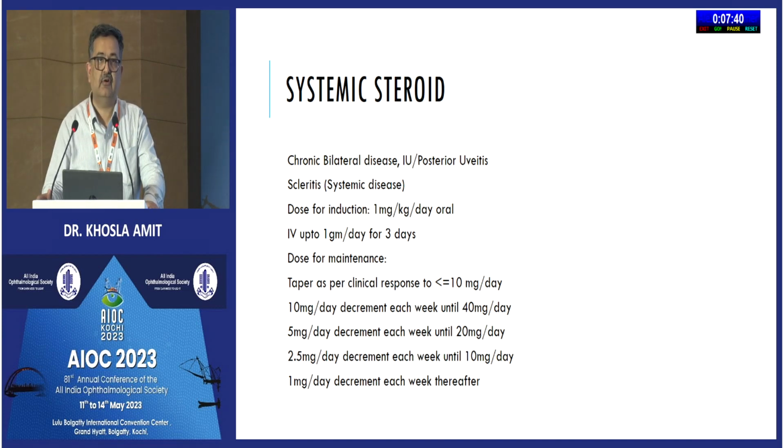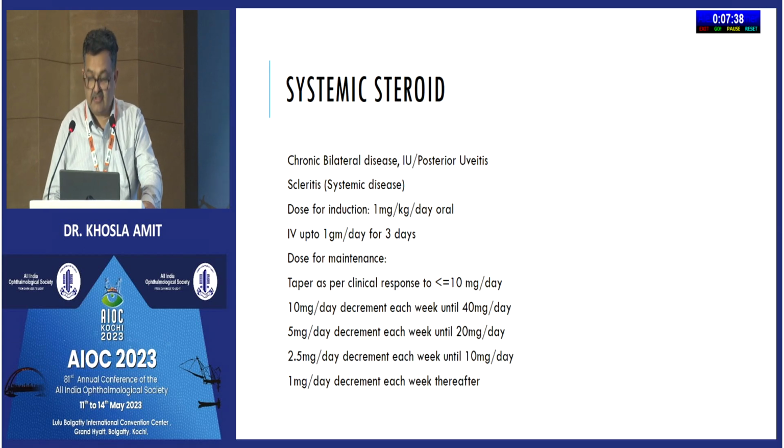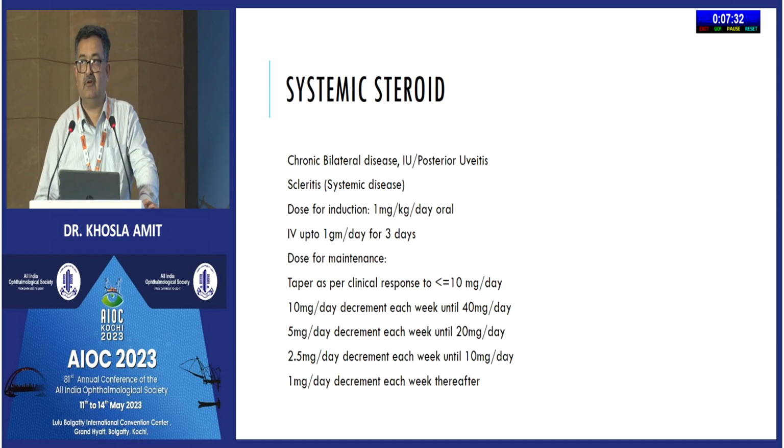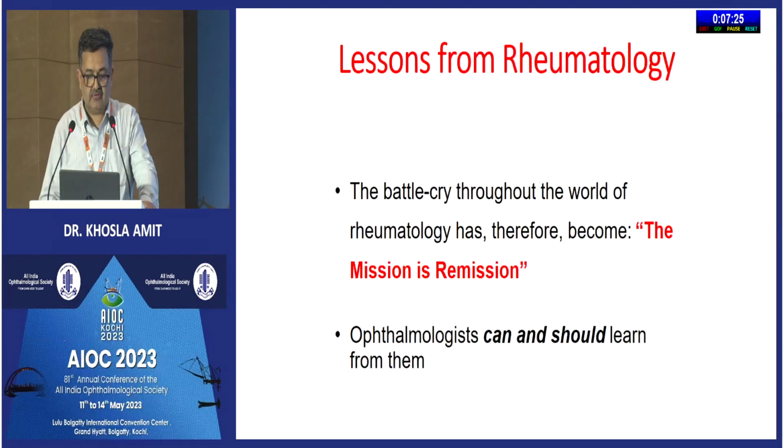Don't try to taper out standard 6-week regimens of tapering the steroids. And if at the end of say 3 weeks you feel that the patient still requires about 0.5 milligram per kg body weight, think of immunosuppression, because 90% of the patients will require immunosuppression.